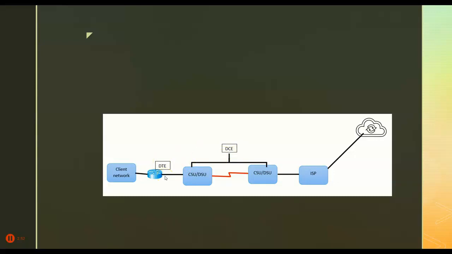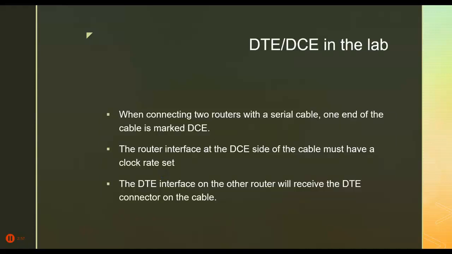Now, what does all this mean to a person studying Cisco? Well, I'll tell you what it means. In the lab, when you're connecting two routers with a serial cable, what you're doing is simulating a WAN. And one end of that cable is going to be marked DCE. At the other end is a DTE. That's not always marked, but the end that's not a DCE is a DTE.